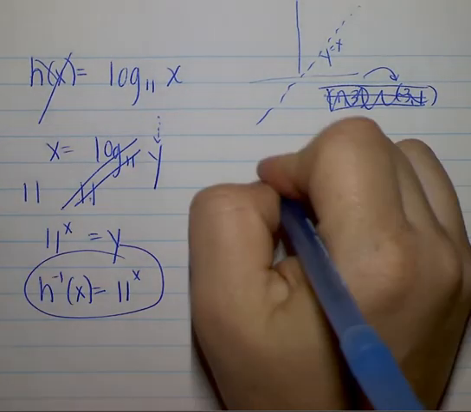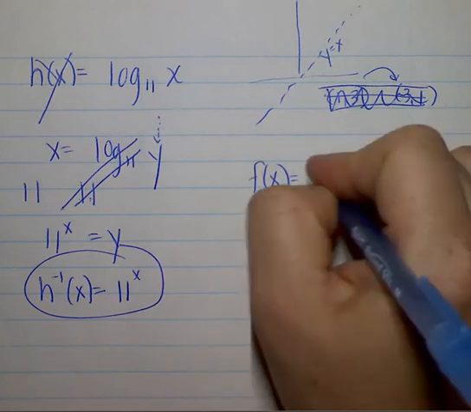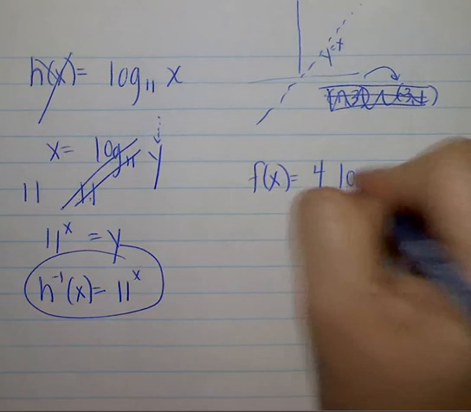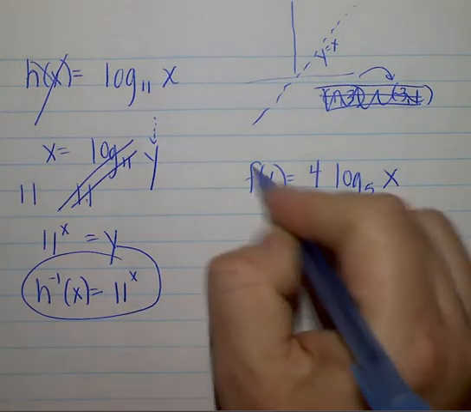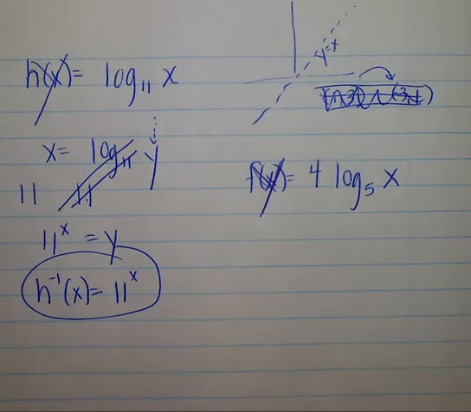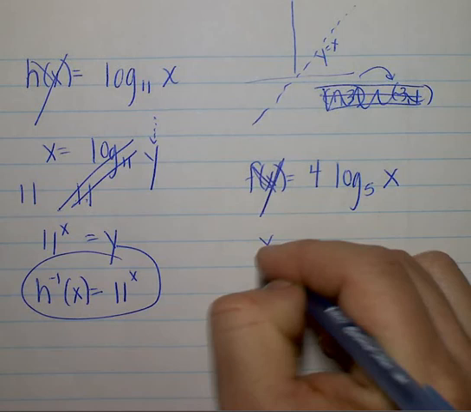f of x equals 4 log base 5 of x. f of x equals 4 times the log base 5 of x. Okay, first thing, I'm going to go over the top and make this into a y. All right, then I'm going to switch the x and y.